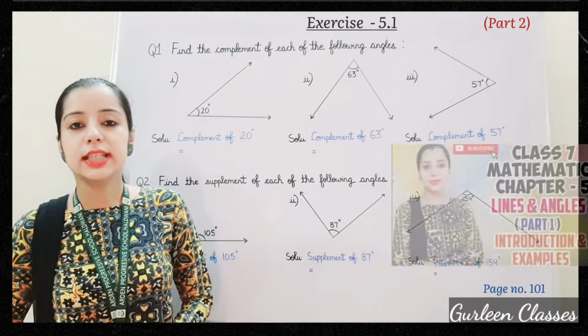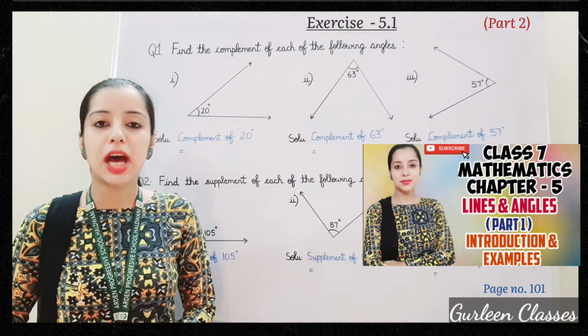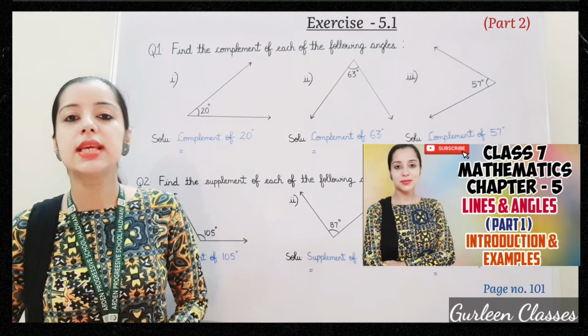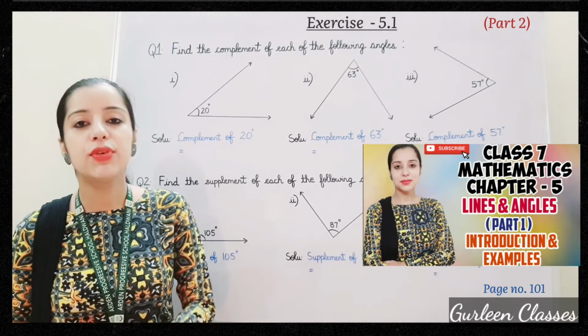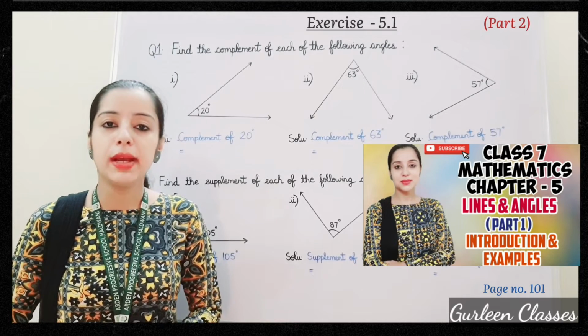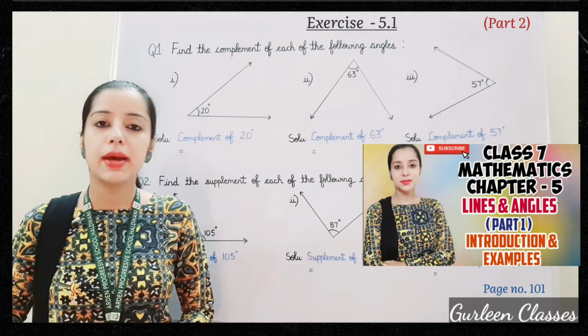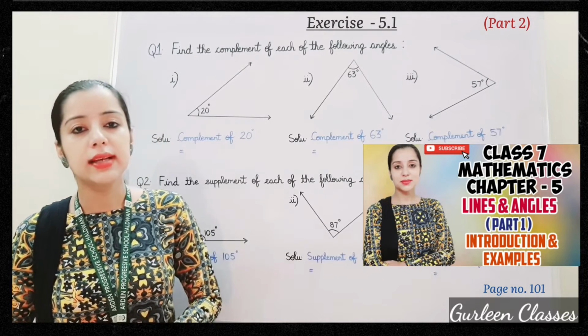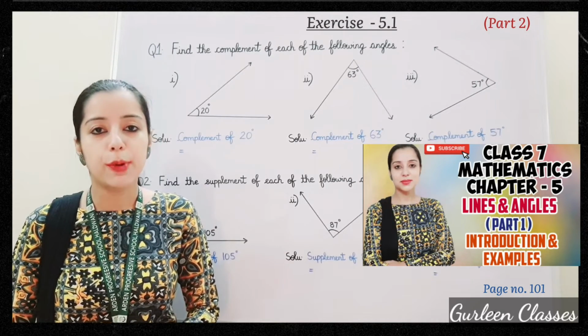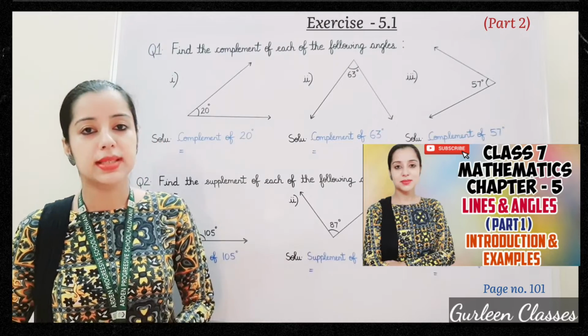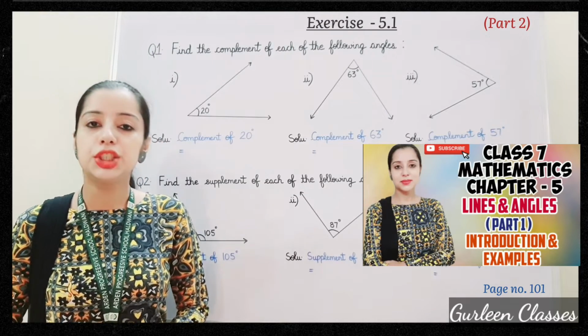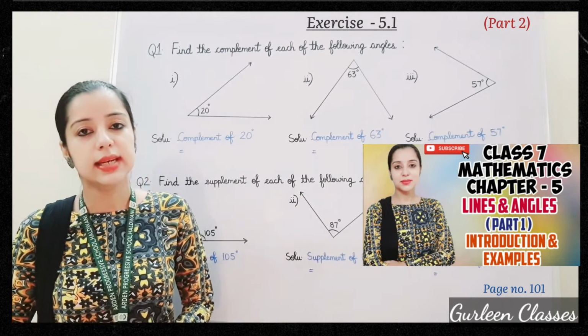In my previous lecture I explained the introduction of chapter number 5, where we discussed important definitions and different types of angles: complementary angles, supplementary angles, adjacent angles, linear pair angles and vertically opposite angles. So our exercise 5.1 is based on these topics. If you missed part 1, you can check the description box, the link is there.